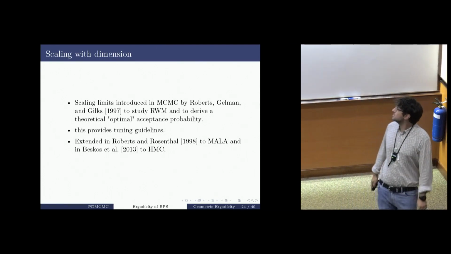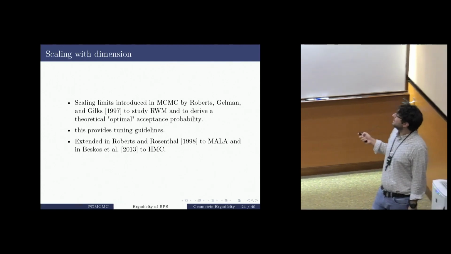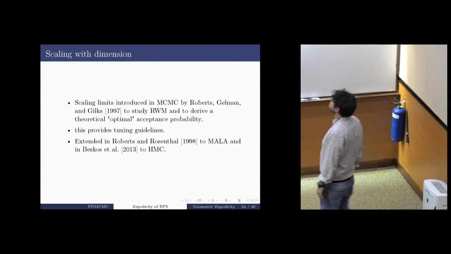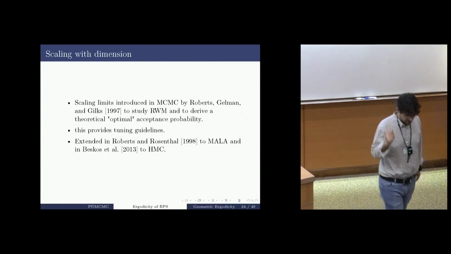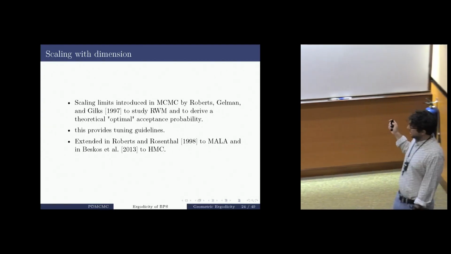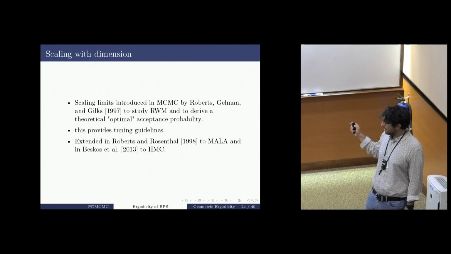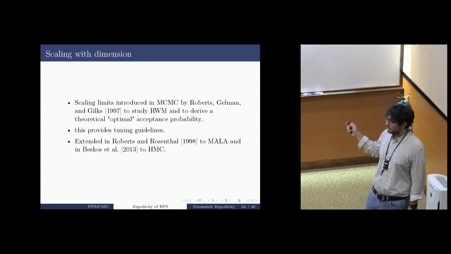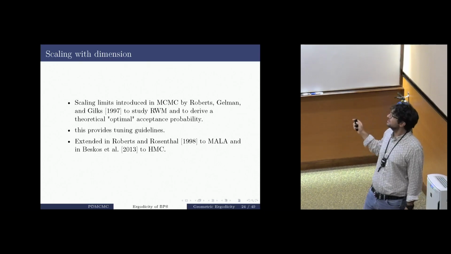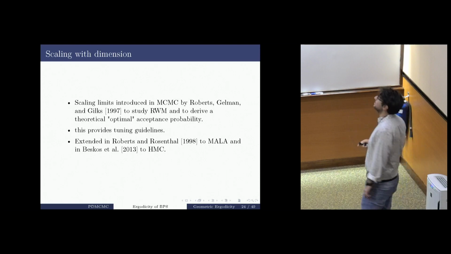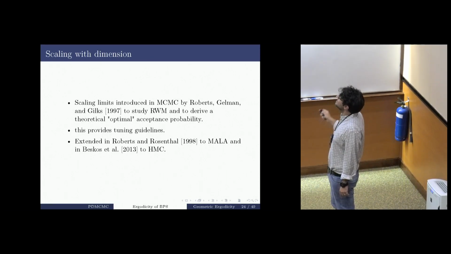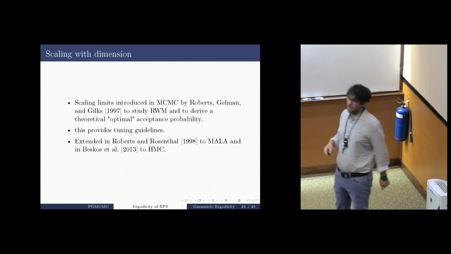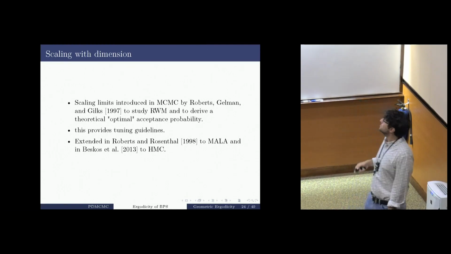hopefully you'll find this interesting. So scaling limits were essentially introduced in MCMC by Roberts, Gelman, and Gilks. Actually, there's another paper as well, which is around that time, but it doesn't study high dimensional cases. It studies something else, but I forgot to mention it. Anyways, I don't even remember the name of the author.